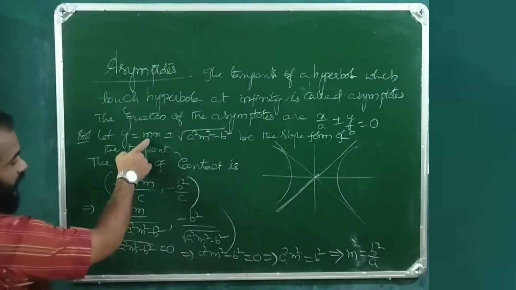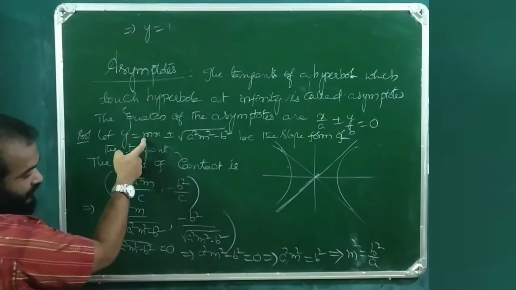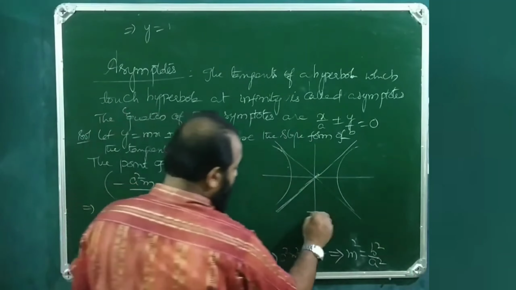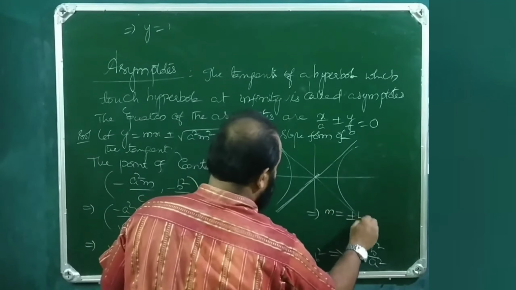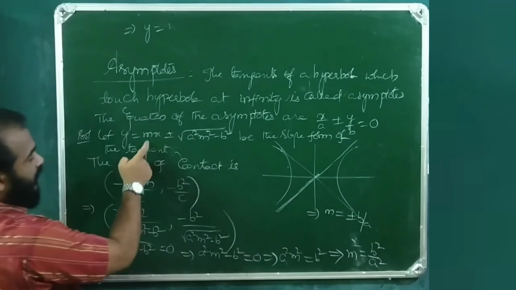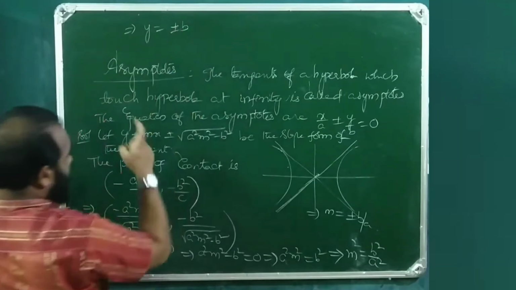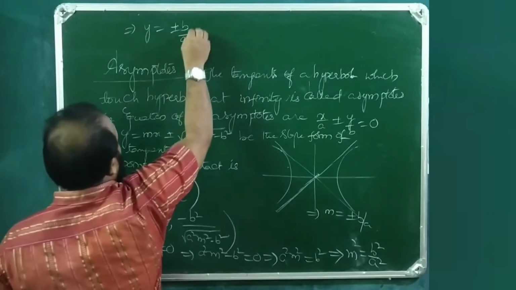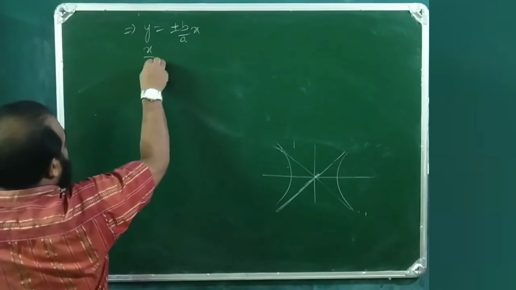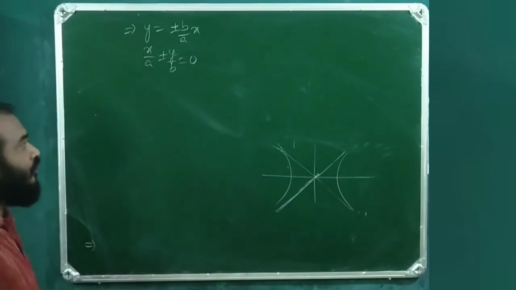So m equals plus or minus b by a. Substitute plus or minus b by a in the place of m, so y equals plus or minus b by a into x. Then we get x by a plus or minus y by b equals 0.